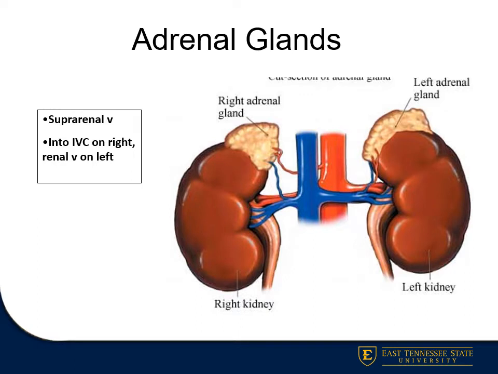Now, for venous drainage of the adrenal glands, the adrenal vein empties into the inferior vena cava on the right and into the left renal vein on the left. So there's usually one adrenal vein as opposed to the 3 adrenal arteries. And keep in mind that it has 2 different places where it drains. On the right side, it drains straight into the inferior vena cava. On the left side, it drains into the renal vein, and then the renal vein into the inferior vena cava.